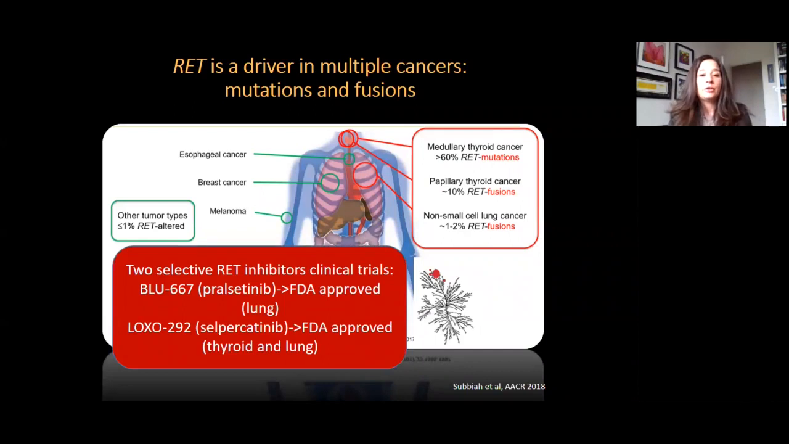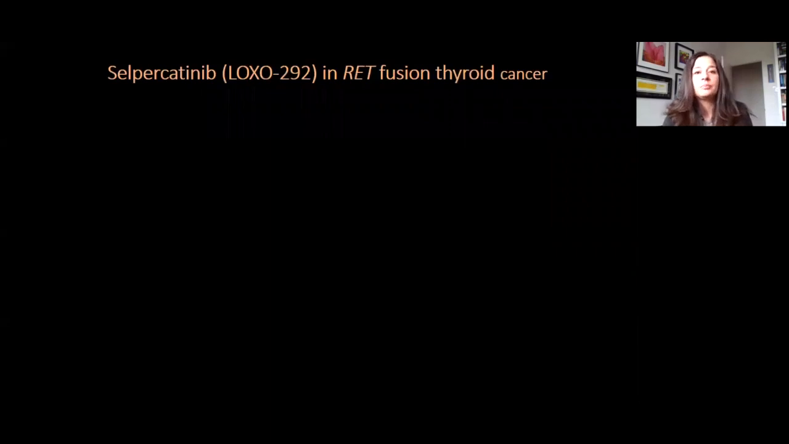Some of you may know about selpercatinib, which is also called LOXO-292. This was approved for thyroid cancer with a RET fusion and for lung cancer. The other RET inhibitor, which is pralsetinib or Blue 667, is FDA approved only for lung with RET fusion. So, if you don't have a BRAF mutation and you don't have another mutation that explains where your cancer came from, we like to find out if there are fusions.